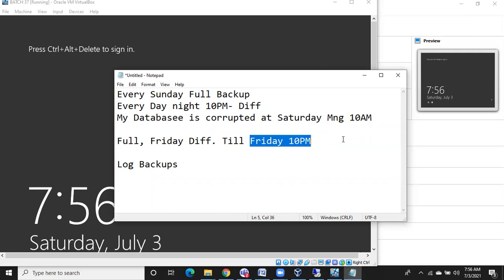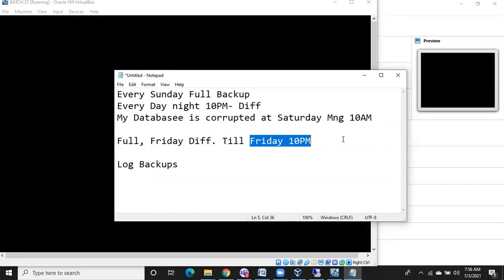Why? Imagine you are taking log backups every 15 minutes. Per hour, 4 log backups will be generated. Per day, 96 log backups will be generated. In case your database is corrupted on Saturday, you have to restore one full backup, and how many log backups are there? All the log backups you have to restore.